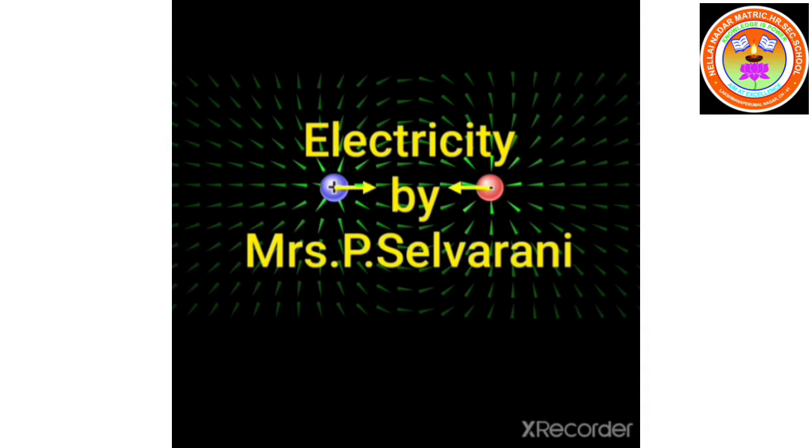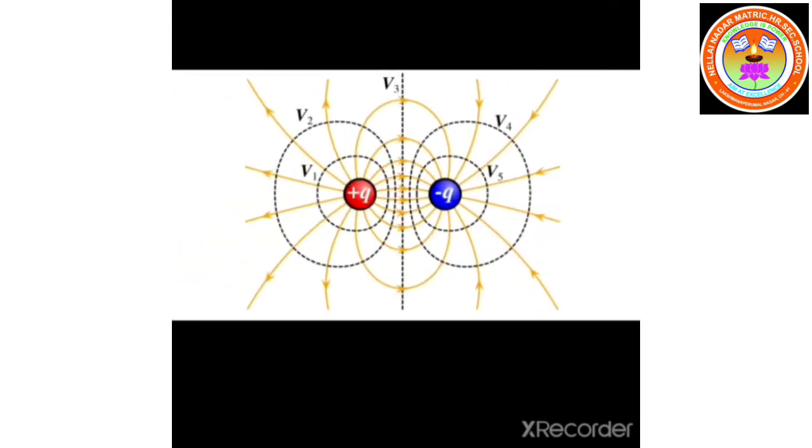Similarly, a difference in electric potential is needed for the flow of electric charges in a conductor. In the conductor, the charges will flow from a point at a high electric potential to a point at a lower electric potential. Electric potential. So listen to the definition, students. The electric potential at a point is defined as the amount of work done in moving a unit positive charge from infinity to that point against the electric force.